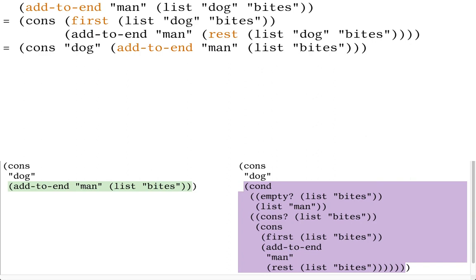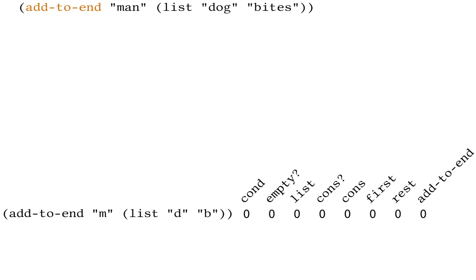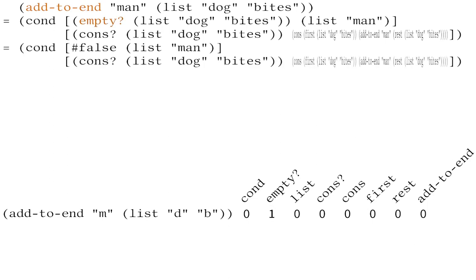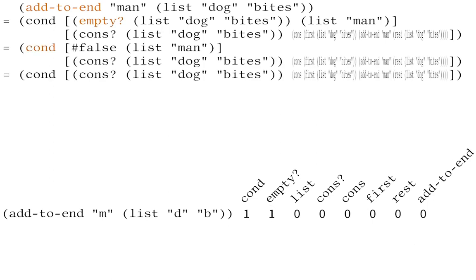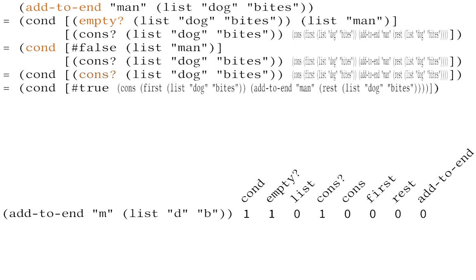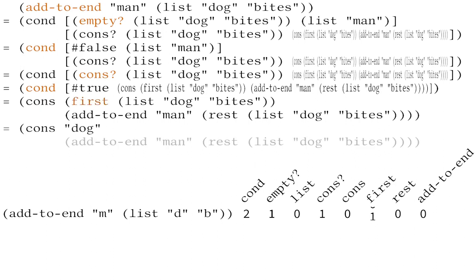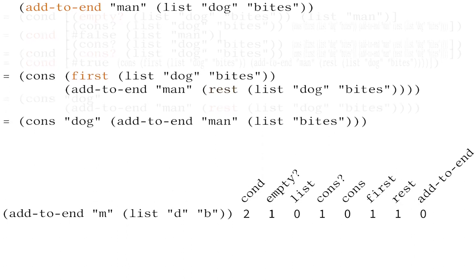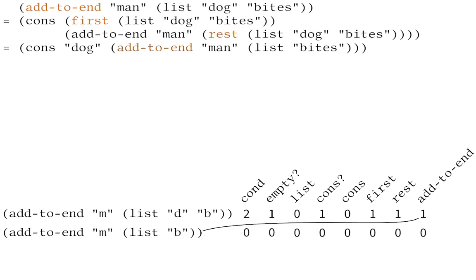Also, we can make a table to summarize how much time has been spent on each operation. First, the computer looks up the definition of the addToEnd function. Then, the computer checks if the input list is empty. It's not. Then, the computer checks if the input list is cons. It is. Then, the computer selects the first of the input list. Then, the computer selects the rest of the input list. Now, the computer is ready to make the recursive call to addToEnd.